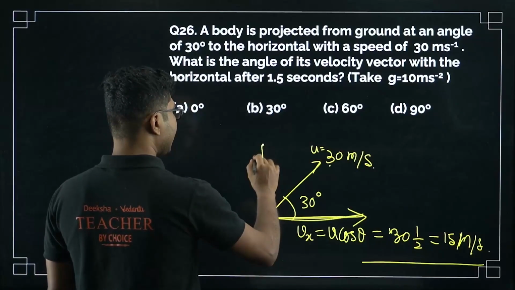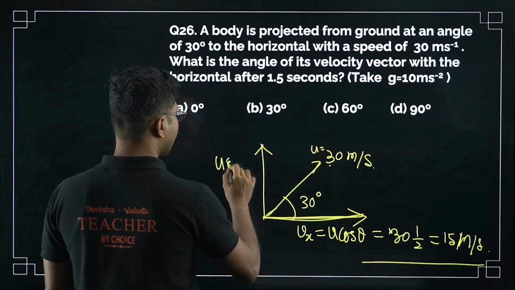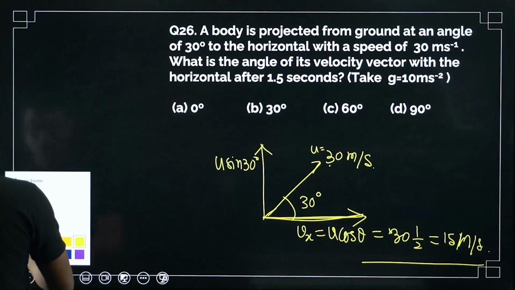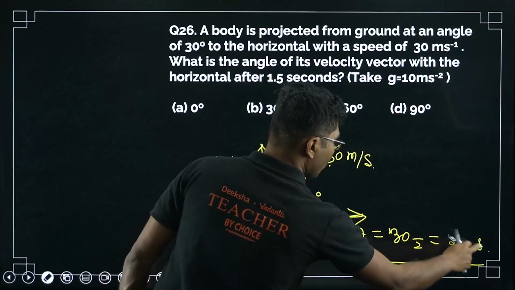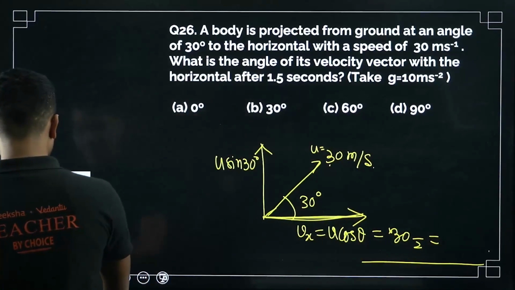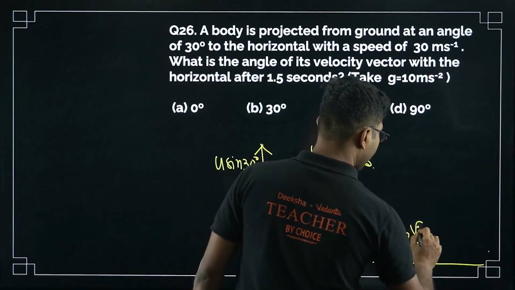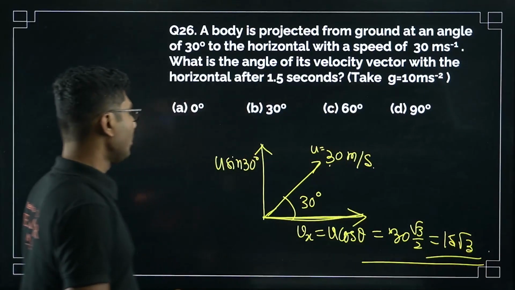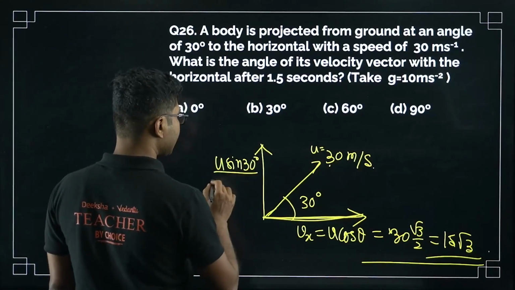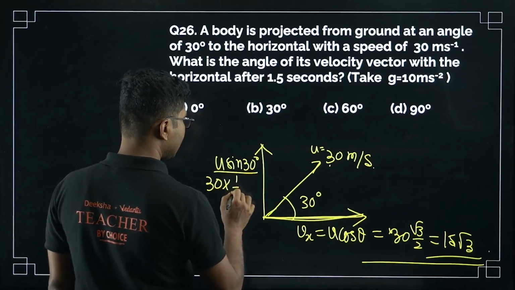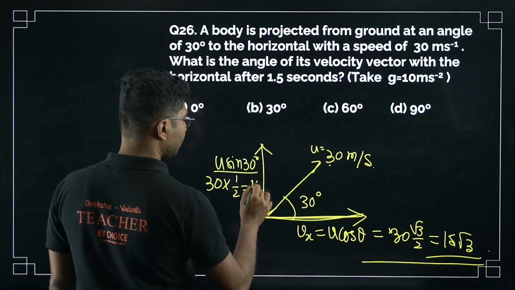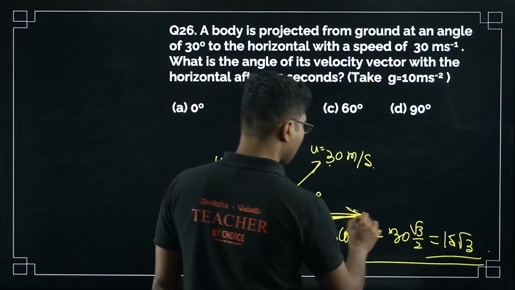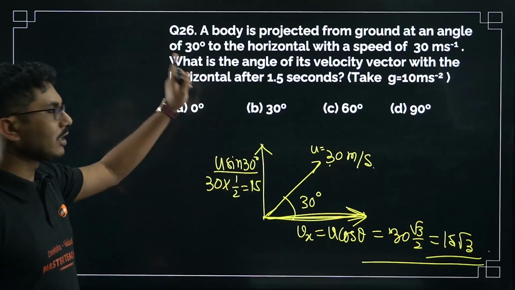What is the y component? Initially y component is u sin 30. One mistake: cos 30 is root 3 by 2 and sin 30 is half. So u sin 30 is half, so 30 into half, that is 15. This is the initial y speed. Now if you know about projectile motion, the x component remains unchanged, only the y component changes.